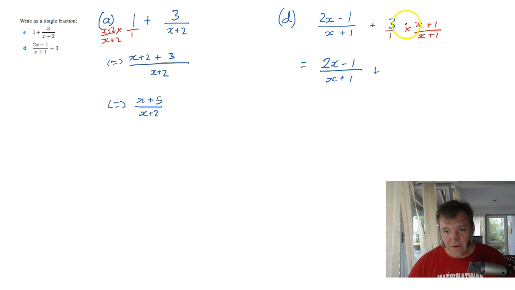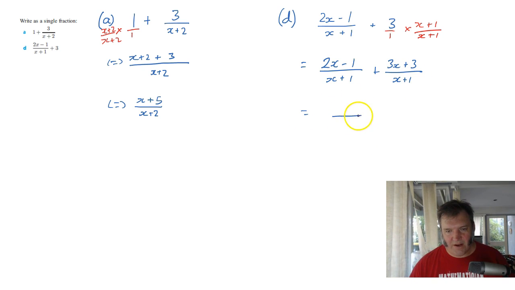Got to be careful here. 3 is multiplying x plus 1. I've got to make sure I multiply the x by 3 as well as the 1. So this becomes 3x plus 3 over x plus 1. Last time I wrote them over a common denominator, this time I didn't. You can see it doesn't really matter. Your final expression, of course, will have a single denominator. So they're both over the same denominator, so I can write it as that.